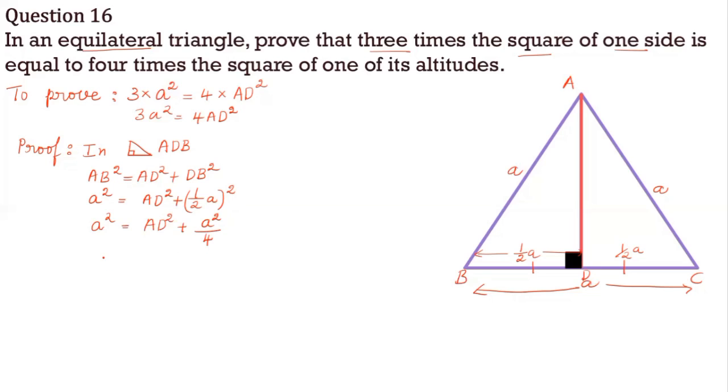Now A square minus A square by 4 is equal to AD square. That is 4A square minus A square by 4 is equal to AD square. 4A square minus A square is 3A square by 4 is equal to AD square. That implies 3A square is equal to 4 AD square. Hence proved. We proved 3A square is equal to 4 AD square.